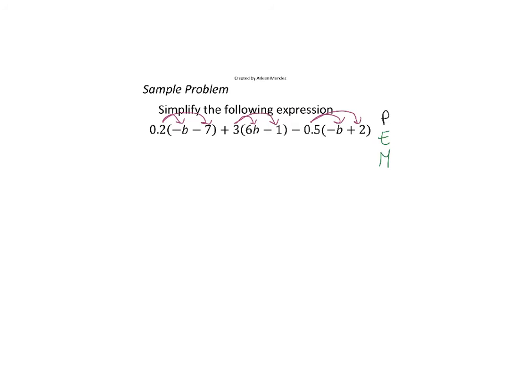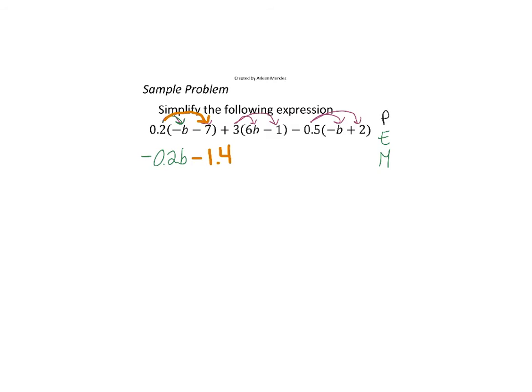So this 0.2 times this -b, that's a positive times a negative, which is a negative. 0.2 times b, you literally just put them next to each other. Remember in math, when two things are next to each other, just like here, it means they're being multiplied. So this 0.2 being next to the b means it's being multiplied with the b. Now let's multiply 0.2 times -7. A positive times a negative is a negative again. 0.2 times 7 is 1.4.